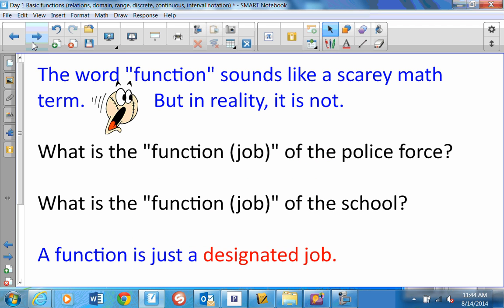Okay, the word function sounds like a scary math term, but it's really not. Let me ask you to just kind of ease in here. What is the function of the police force? Keep us safe. It's just a job they do, right? What's the function of the school? Teach kids, educate you. It's a job we do. So basically a function is just a designated job. Don't think of it as any more than that. It's a machine that has a job to do.